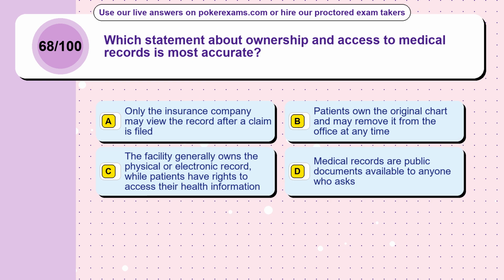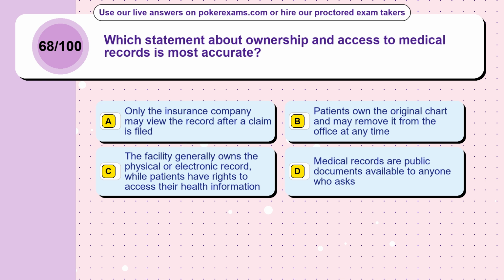Question 68. Which statement about ownership and access to medical records is most accurate? Option A. Only the insurance company may view the record after a claim is filed. Option B. Patients own the original chart and may remove it from the office at any time.